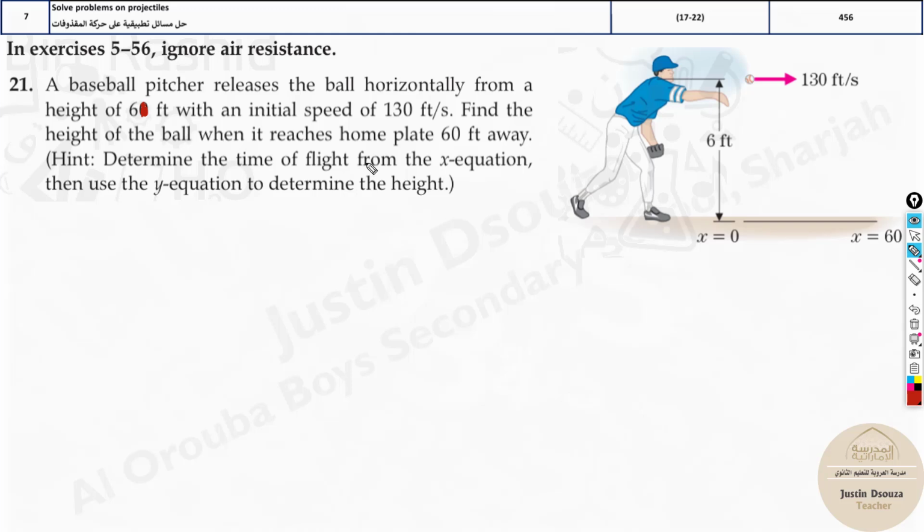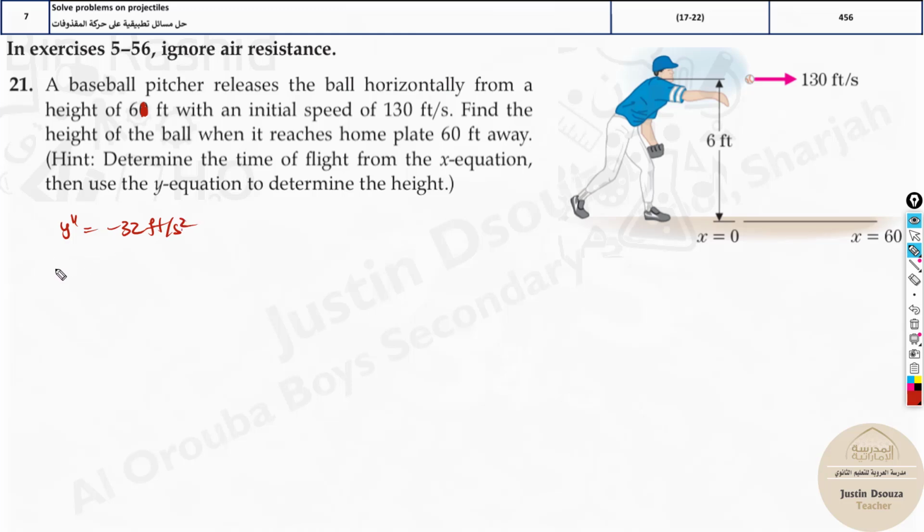And over here, determine the time of flight from the X equation and then use the Y equation to determine the height. They're just telling you the equations, the horizontal and the vertical equations, right? Use this and use that. Now let's quickly solve it. y double dash is how much? Since they have given it in feet, I will write it as negative 32 feet per second squared.